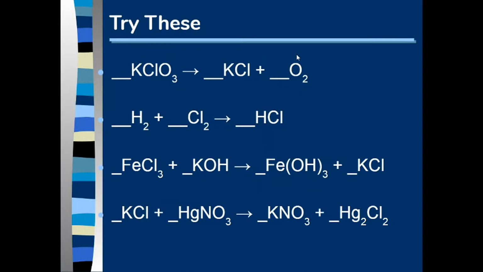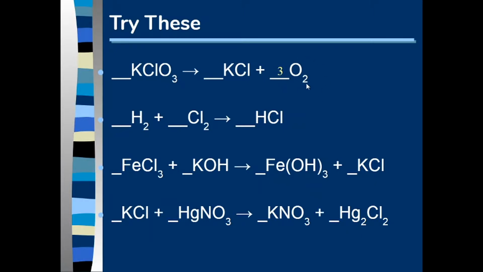Now, we need to find a least common multiple here, right? So I need to make 3 and 2 equal to one another. Well, how do we do that? We need to find that least common multiple, which is 6. So how am I going to get each of these oxygens to a total of 6? Well, I'm going to put a 3 out in front of this oxygen.